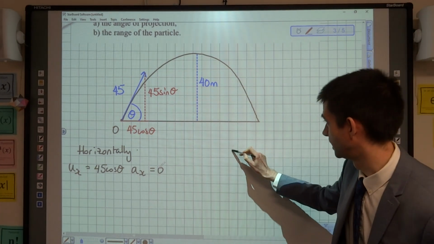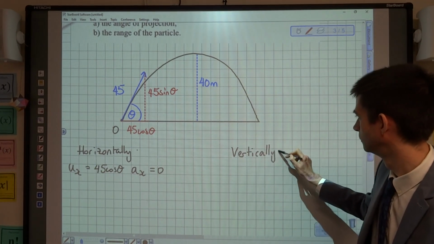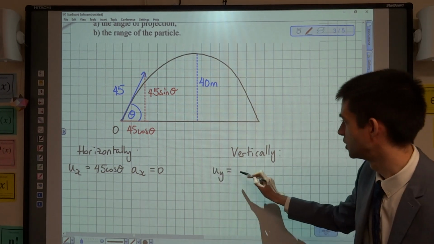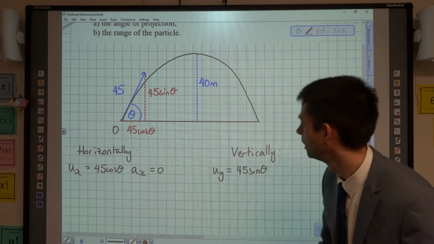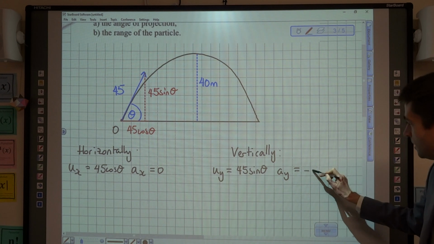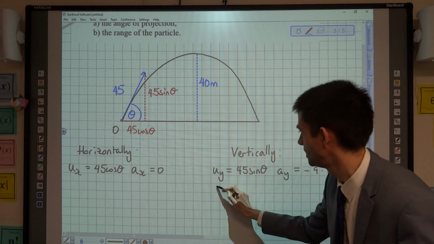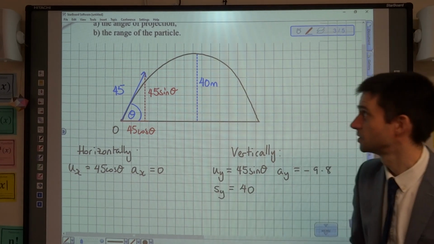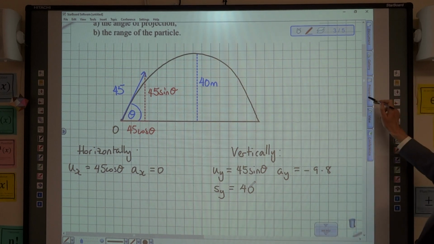So looking vertically then, we have our initial velocity in the y direction, which is 45 sine theta. We have our acceleration, which is due to gravity, is negative 9.8, and we know that the displacement in the y direction is 40 meters. So I've got a bit of information that I can work from here.